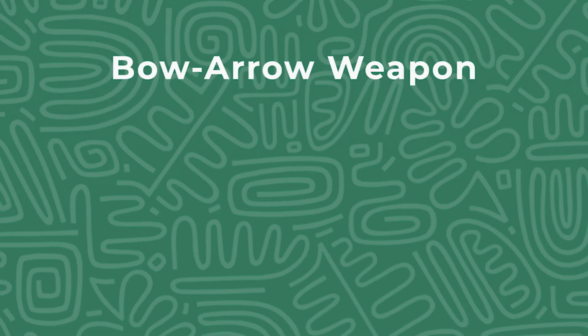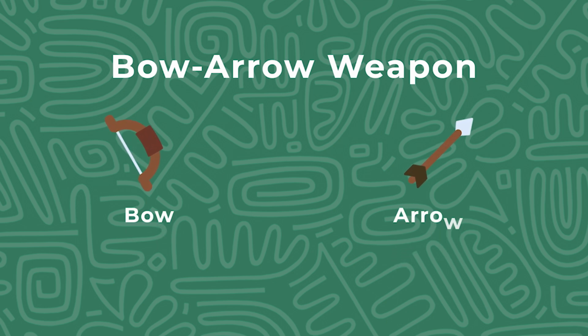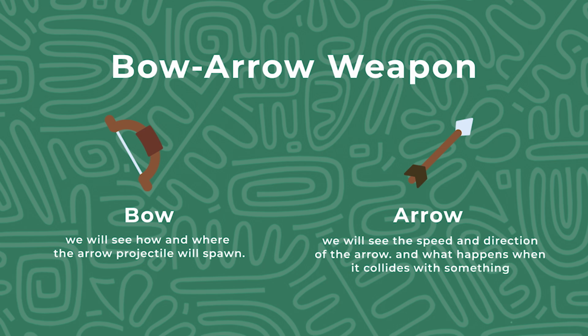To implement bow arrow weapon, we will use two scripts, bow and arrow. In bow script, we will see how and where the arrow projectile will spawn. In arrow, we will see the speed and the direction of the arrow and what happens when it collides with something.